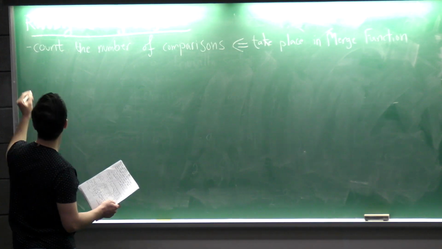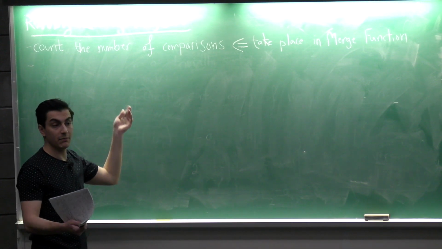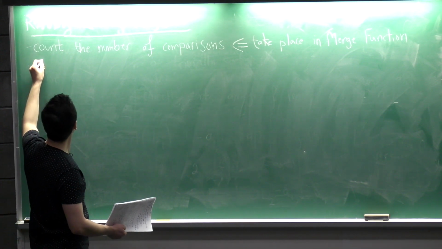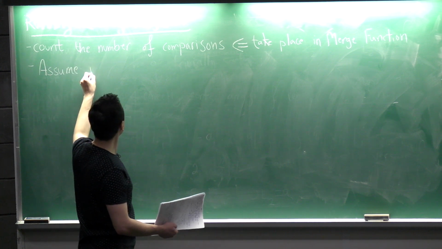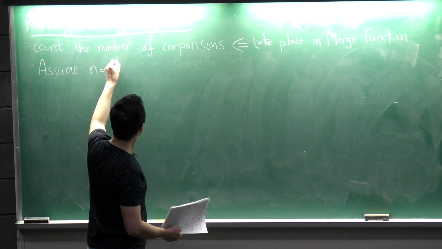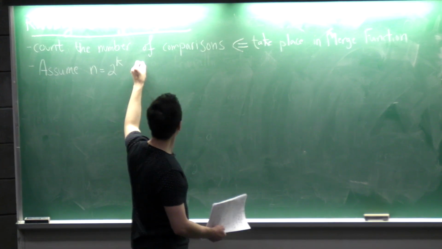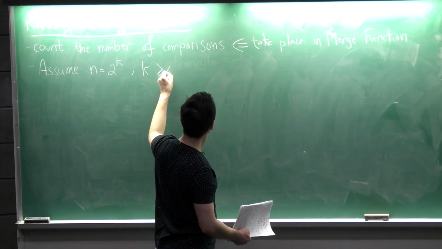So we're going to make an assumption that is going to make the math a bit easier to handle, or at least cleaner. So we assume that n equals 2 to the k, where k is bigger than 0 and an integer.